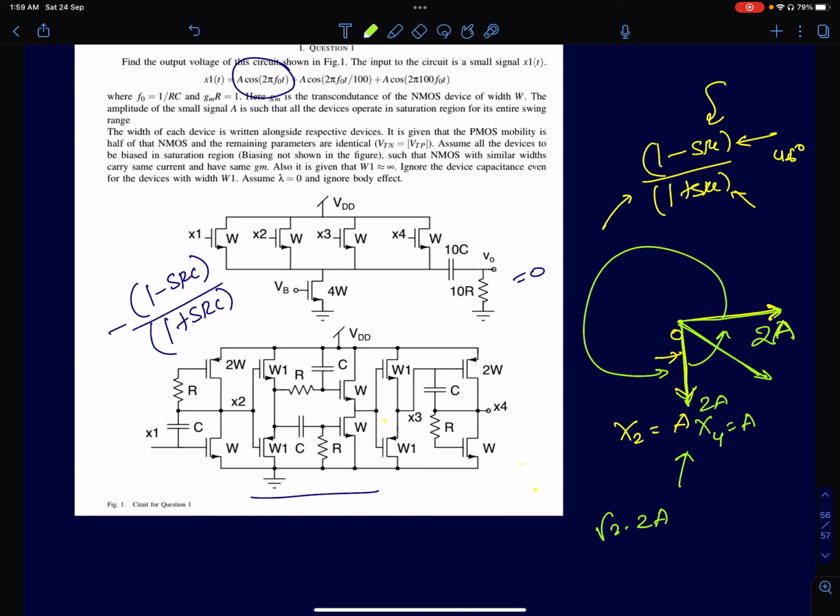Right? It's just a vector addition. So you can directly show it will be simply root 2. It's just like the diagonal of a square. So it will be root 2 times 2A, and the phase shift will be minus 45 degrees.